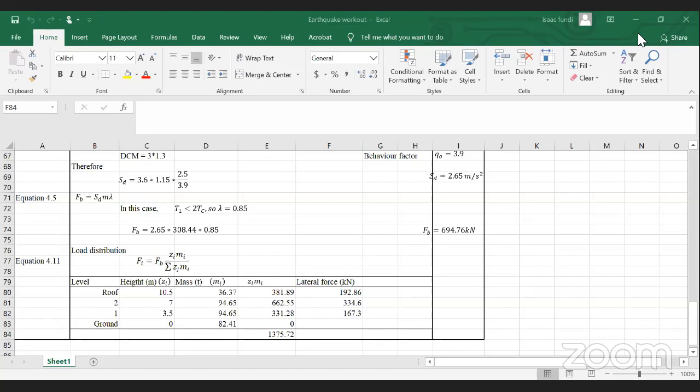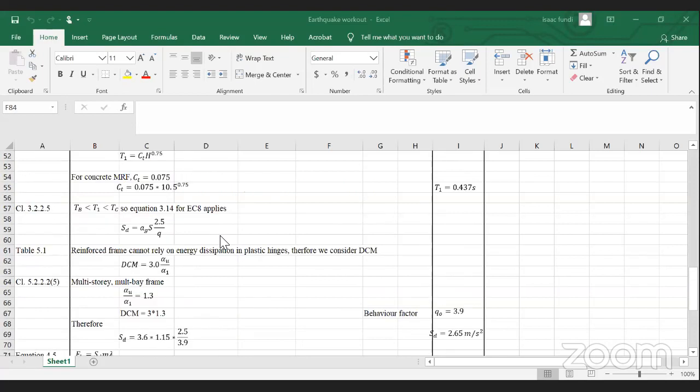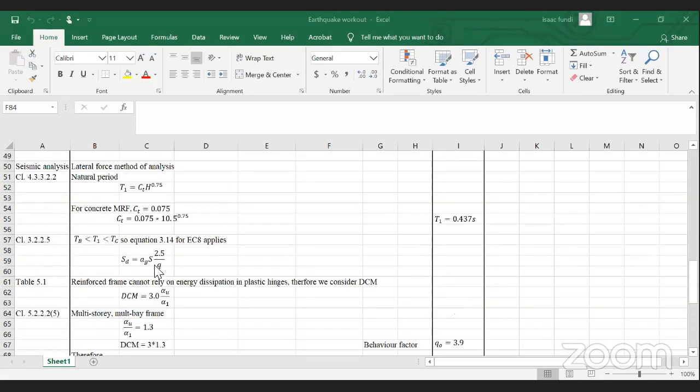Thank you, Ndolo. The first question is being asked by Purity, and she's asking: do we use this process for other systems? How do we determine the behavior factor for a hybrid building system with a concrete moment resisting frame and steel bracing, or other combinations? I hope, Purity, that I've asked the question in the right way. I hope, engineer, you're noting them down. Yes, I am.